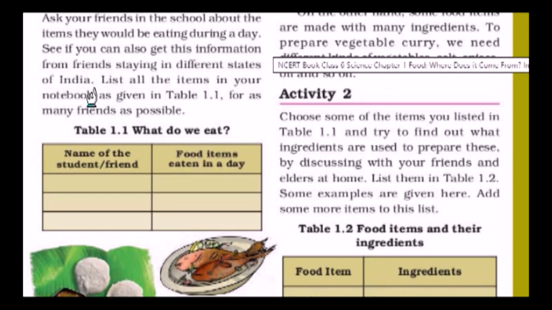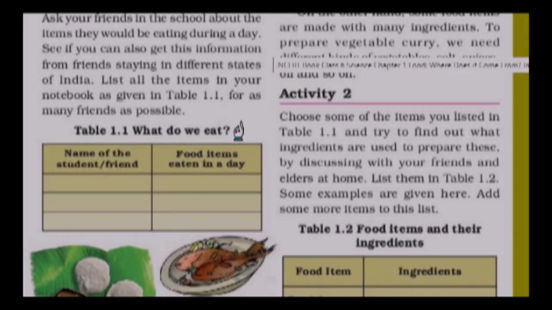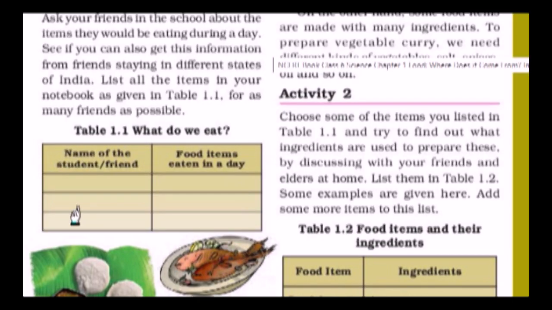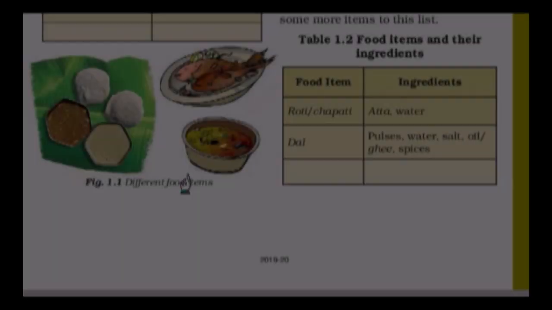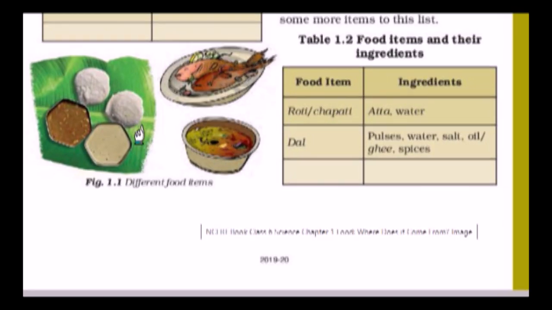The people staying in coastal areas mostly prefer rice and fish, whereas in the interior of India, they prefer vegetables, chapati, dal. What do we eat? We have to make a table like this: name of students and friends, and food item eaten in a day. Here is the picture of food items: dal, fish, sambar, rice.